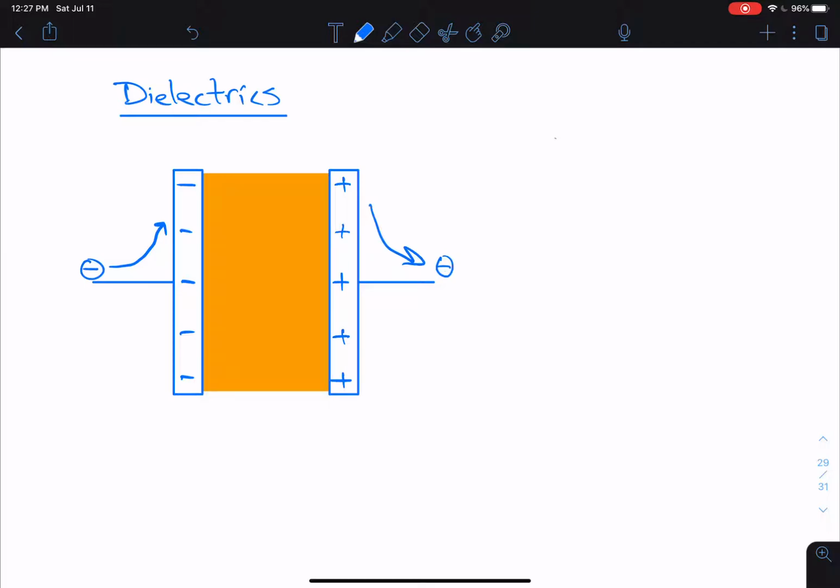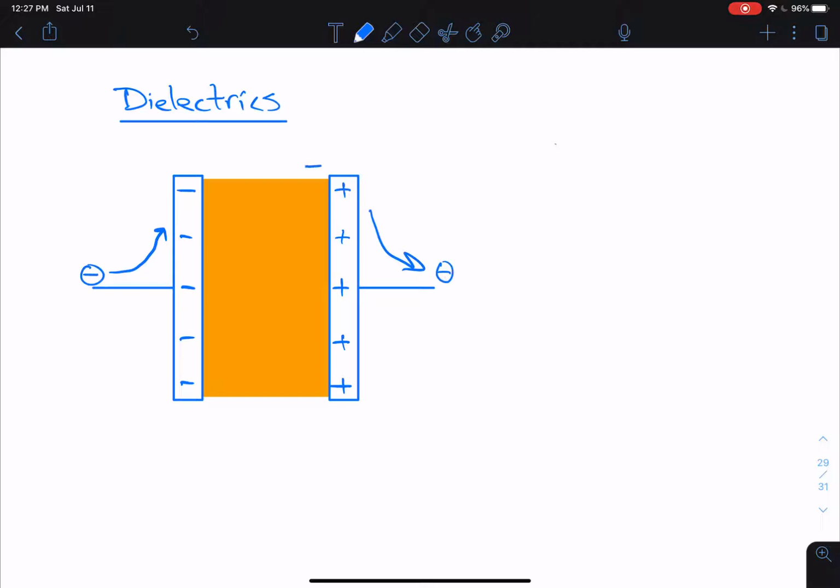And you end up with an electric field. The electric field goes from positive to negative. So you end up with an electric field that's between the plates that's going this direction. So that's the electric field between the plates.